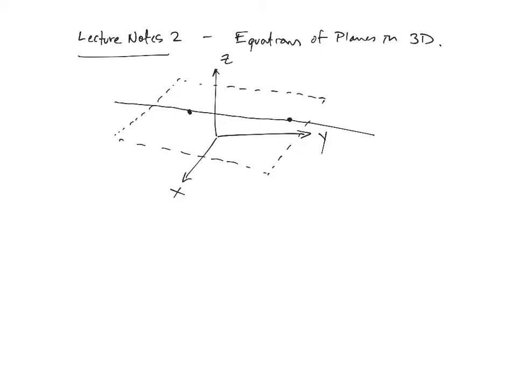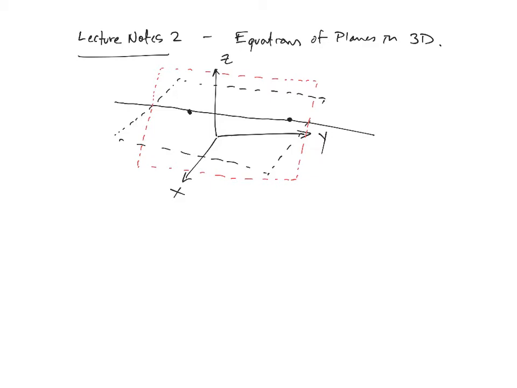No, the answer is no, right? I could draw another plane, maybe looking like this, which also holds those 2 points and that line. Okay, so 2 points in 3D space do not uniquely define a plane. There are an infinite number of planes that I could draw that contain those 2 points.